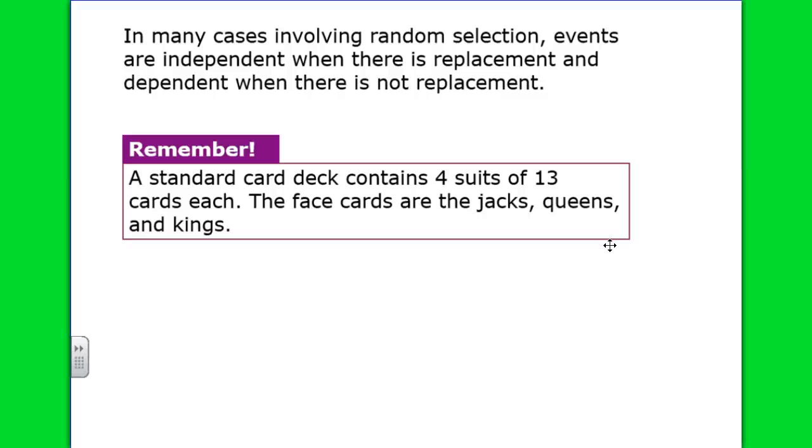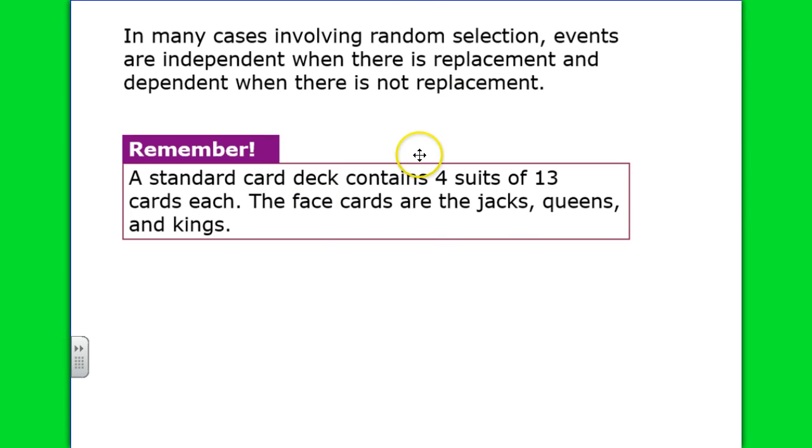So when we're talking dependent events, the theme is that when you remove something, let's say you remove a lime from the bag and you don't put it back, the next event is dependent on the first. But in many cases, events are independent when you put something back. In other words, if we had that bag of lemons and limes, and we pull out one lemon and then put it back and pull out again, we're dealing with the same probability each time. And we could just simply multiply the probabilities like we talked about with the independent events earlier.